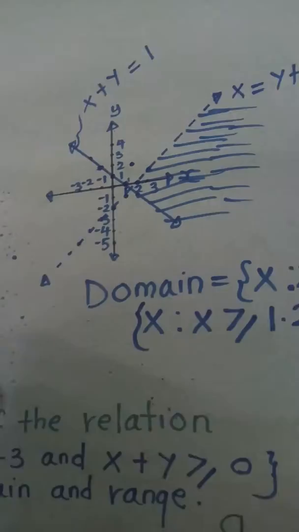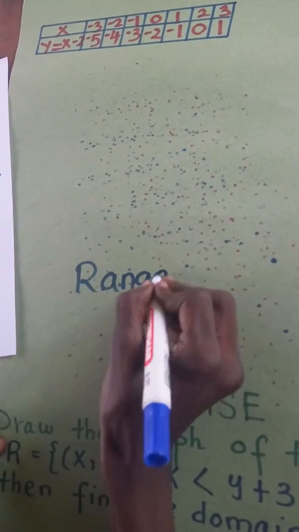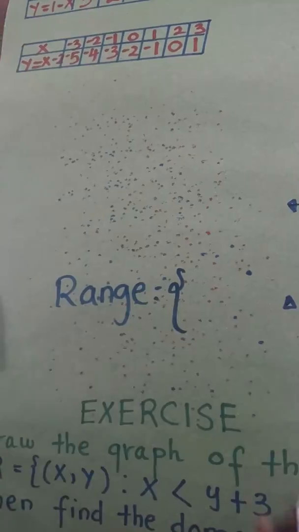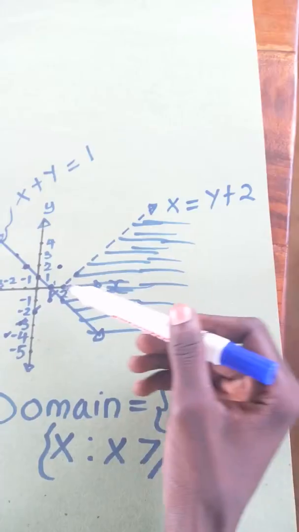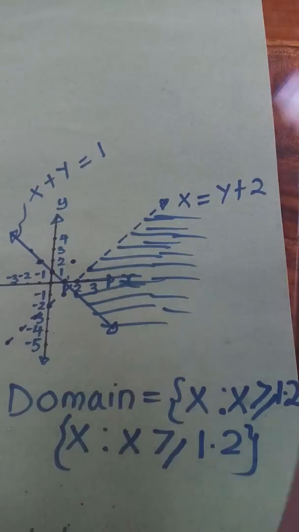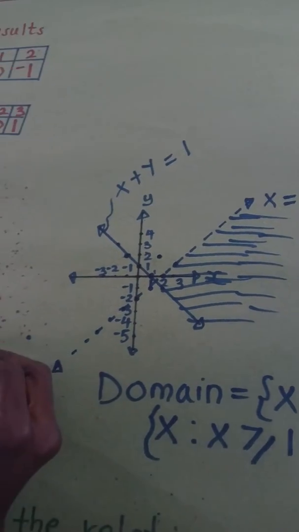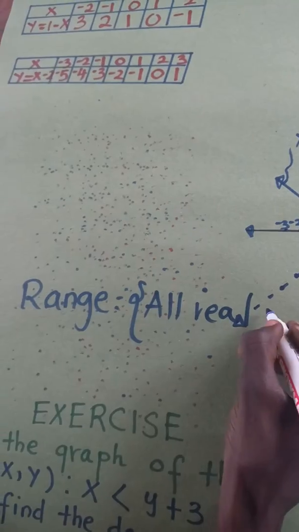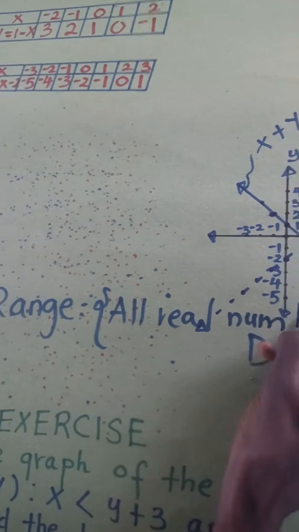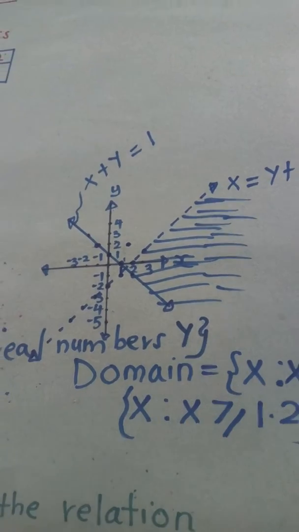But the range is the value of y. So for the range, from our graph here, you are going to see that it is from here up to there. So it is going to be all real numbers y.